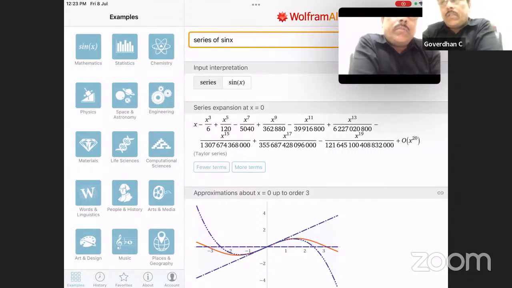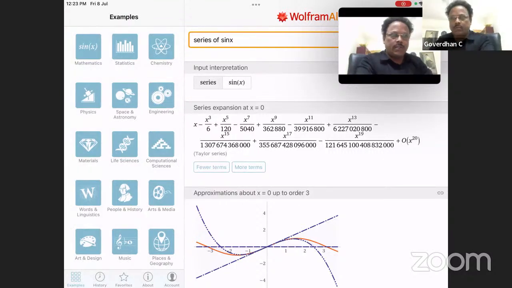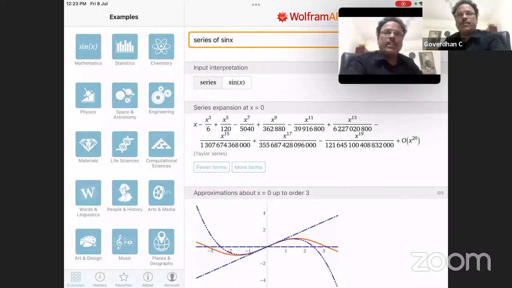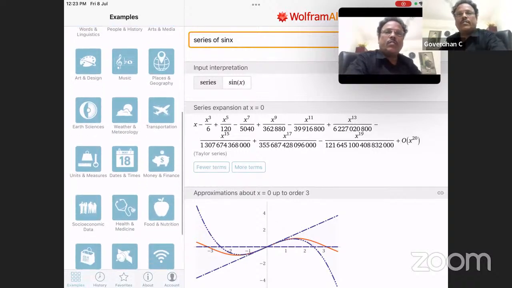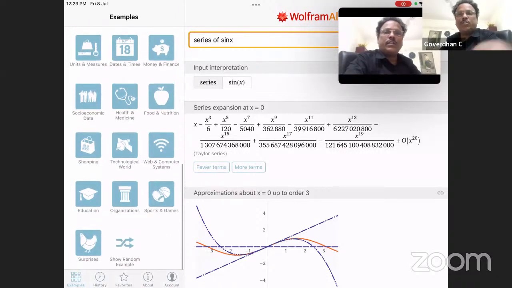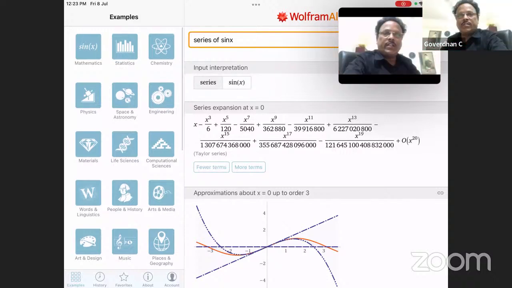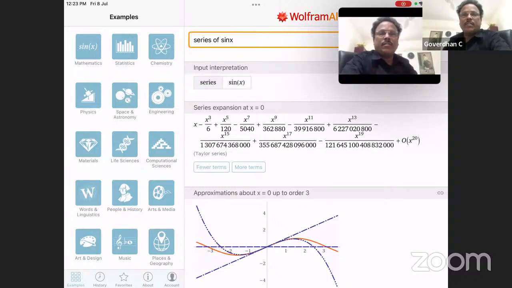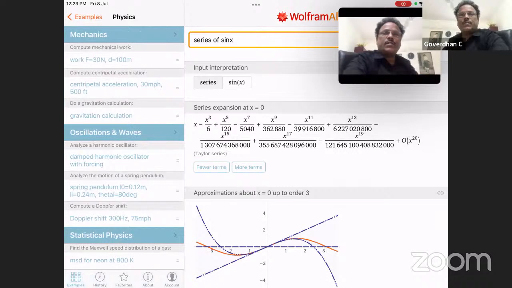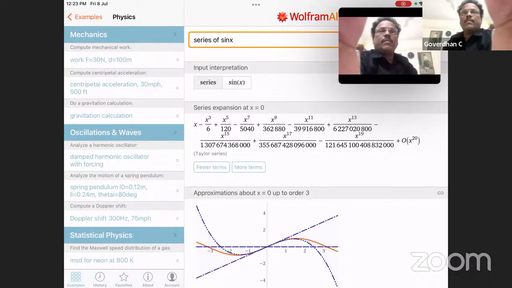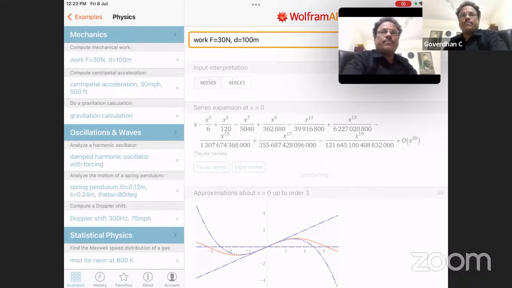So this typical search engine, you can put so many questions from so many areas: life sciences, space, engineering, physics, statistics, chemistry, and so on, art and design, music, shopping, whatnot. Computational sciences, engineering, space and astronomy, statistics, chemistry. For example, if you take physics, mechanics, you can put these questions.